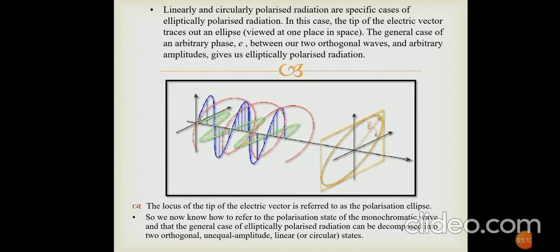Linearly and circularly polarized radiation are special cases of elliptically polarized radiation. In this case, the tip of the electric vector traces out an ellipse viewed at one place in space. The general case of arbitrary phase, seen in this diagram, between two orthogonal waves of arbitrary amplitudes gives us elliptically polarized radiation. The locus of the tip of this electric vector is referred to as the polarization ellipse. So we now know how to refer to the polarized state of a monochromatic wave, and that the general case of elliptically polarized radiation can be decomposed into two orthogonal, unequal amplitude, linear or circular states.